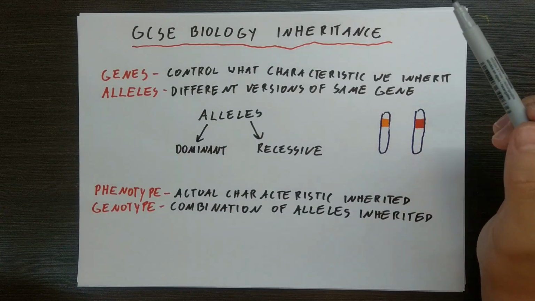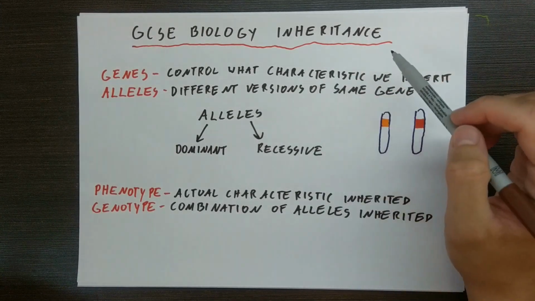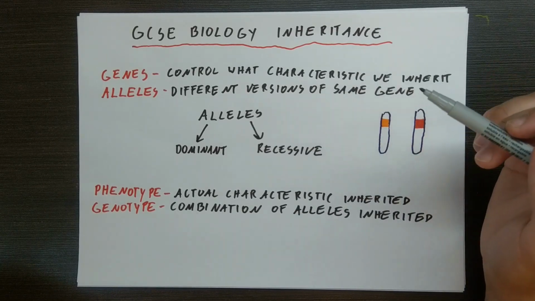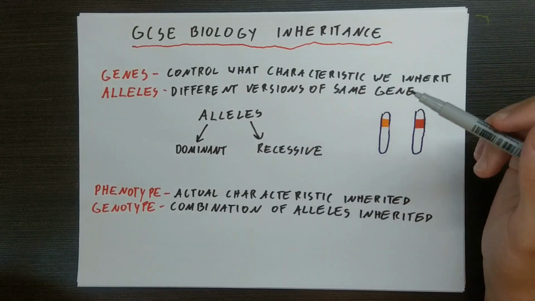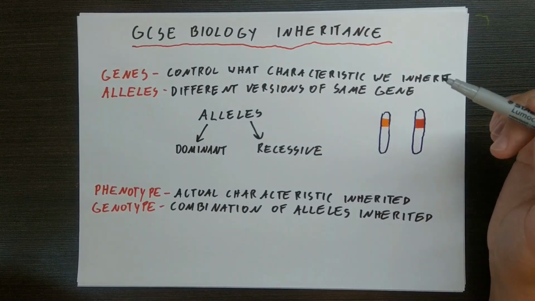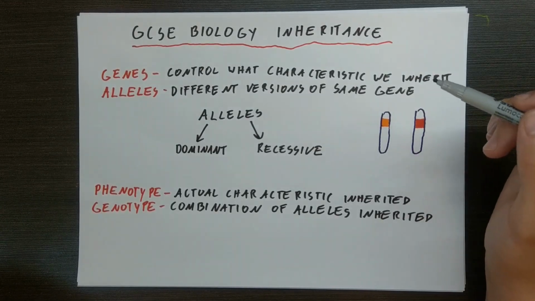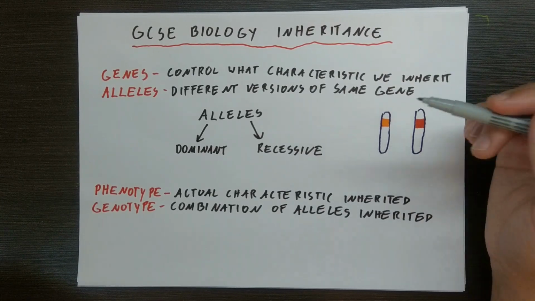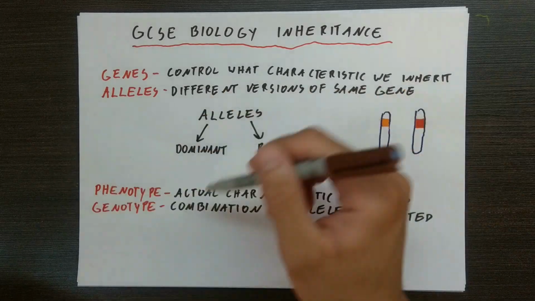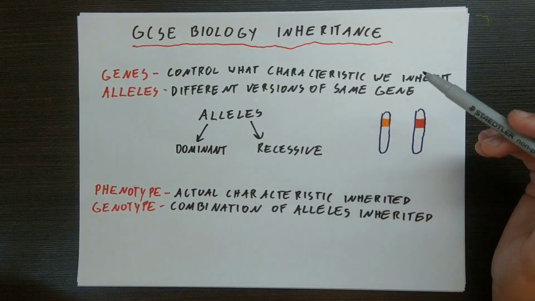Today we are going to be talking about inheritance. We will cover how inheritance works and what it does, and how we can predict what characteristics offspring will have based on the parents' characteristics. Now, let's first cover some definitions and some basics.